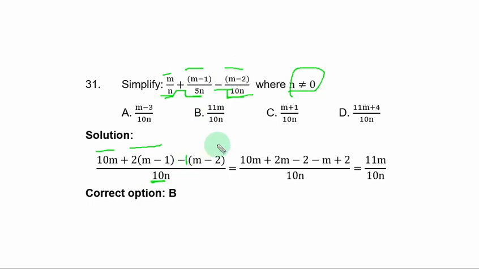If you open the brackets using plus 2 and minus 1 respectively, you have this result. Some terms will cancel off, like minus 2 plus 2. If you add 10m plus 2m is 12m minus m, you have 11m over 10n. B is the correct option.